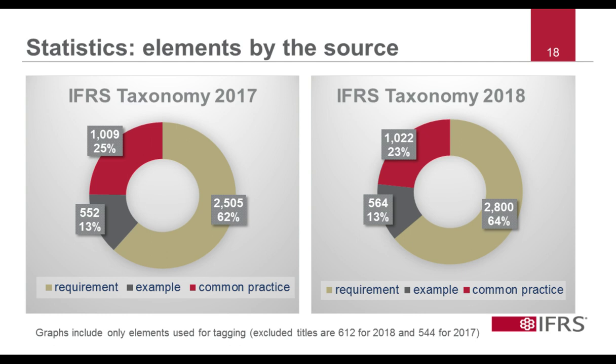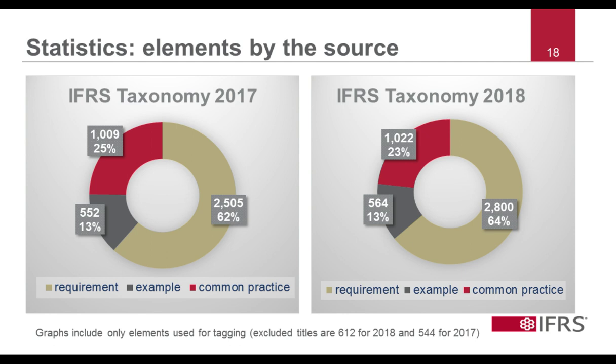In the 2018 IFRS taxonomy, as you can see in the slide, the most substantive changes were adding elements related to presentation and disclosure requirements in the IFRS standards. And as we discussed before, mostly they are coming from IFRS 17 insurance contracts, but also some of them were related to those additional disclosures from amendments to IFRS 4.